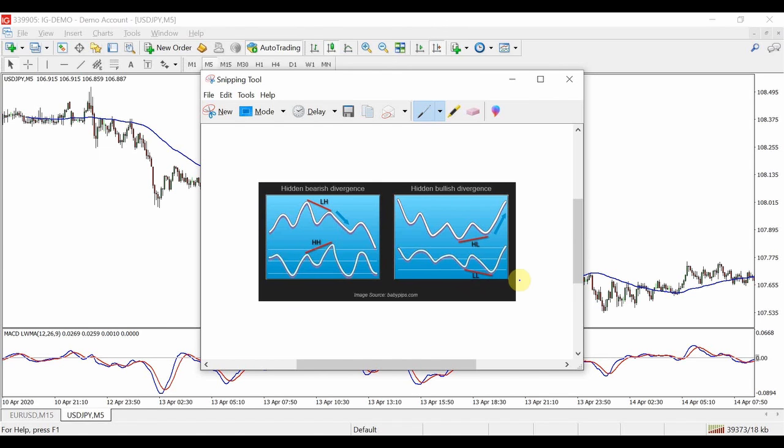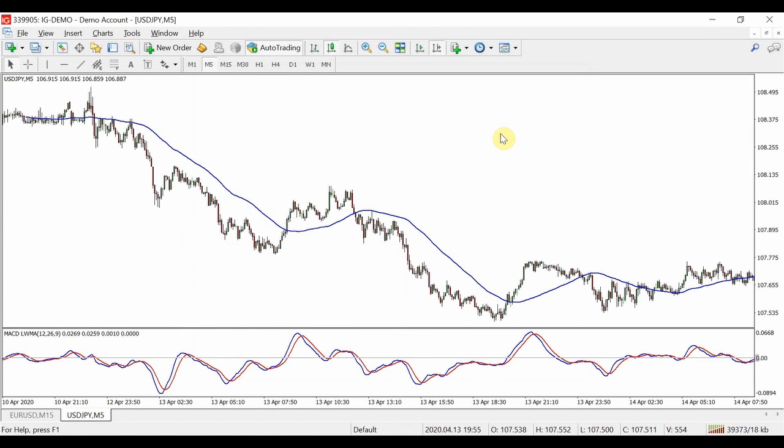Now that we understand what we're looking for, how do we spot this on a chart? The first thing I like to do is find a trend. Hidden divergence is traded when it's trend continuation or trend momentum. So we need an established trend or the start of a trend in place, and then we can start looking for hidden divergence.